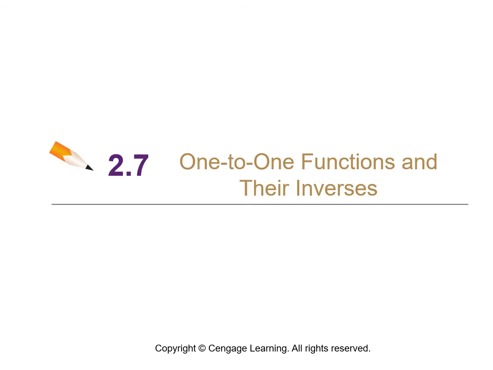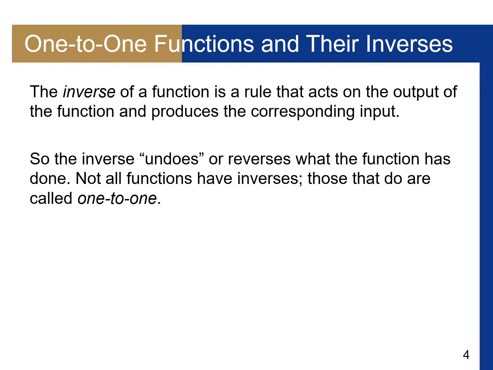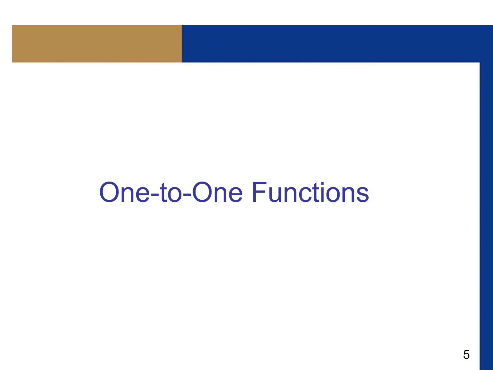We're going to look at one-to-one functions and their inverses. One-to-one functions, the inverse of a function, and graphing the inverse of a function. The inverse of a function is a rule that acts on the output of the function and produces the input. So you're going backwards. So it undoes or reverses what the function has done. Now, not all functions have inverses, and those that do are called one-to-one. So let's look at one-to-one functions.